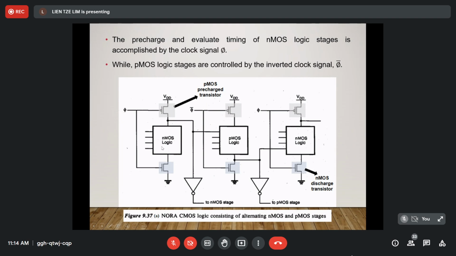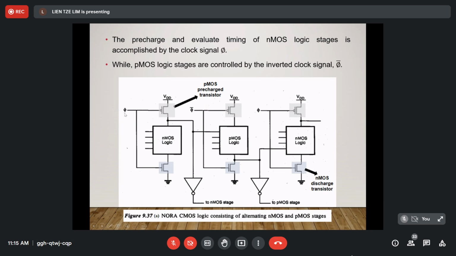We call it domino, but this one we do not call domino. The structure is domino, but here the logic block is a PMOS. And with this, all the logic blocks are connected to each other through the CMOS inverter. We call them NORA. Okay, the operation is also similar.